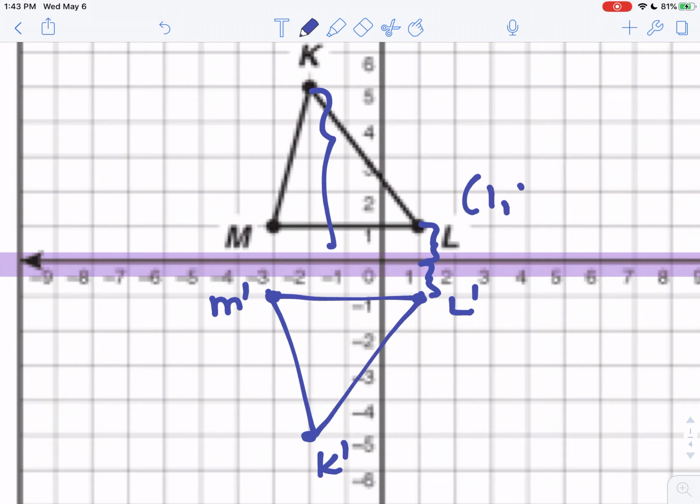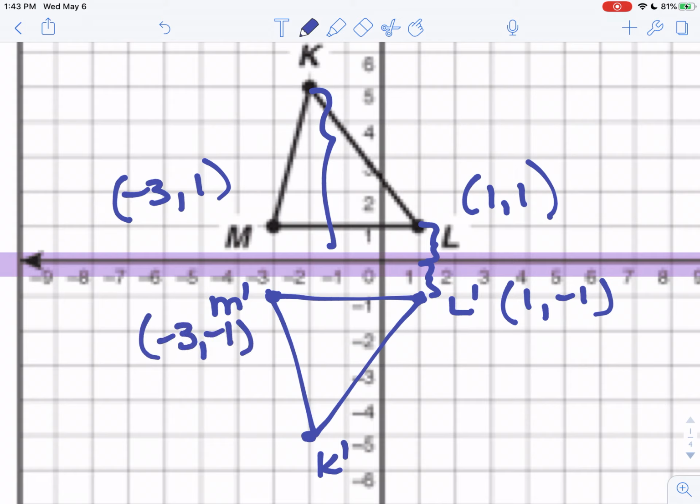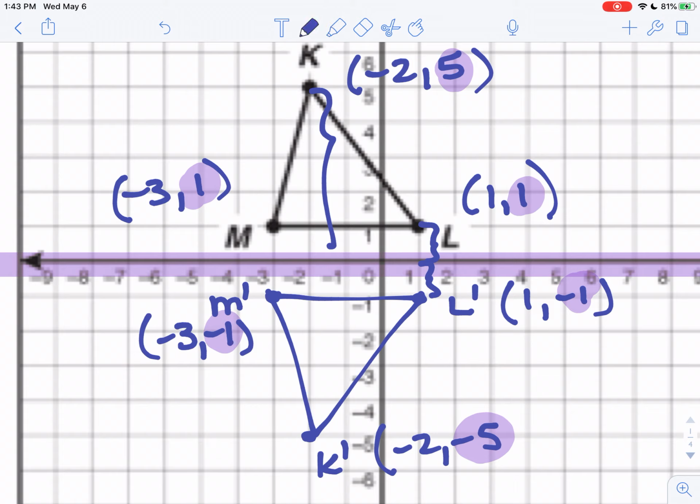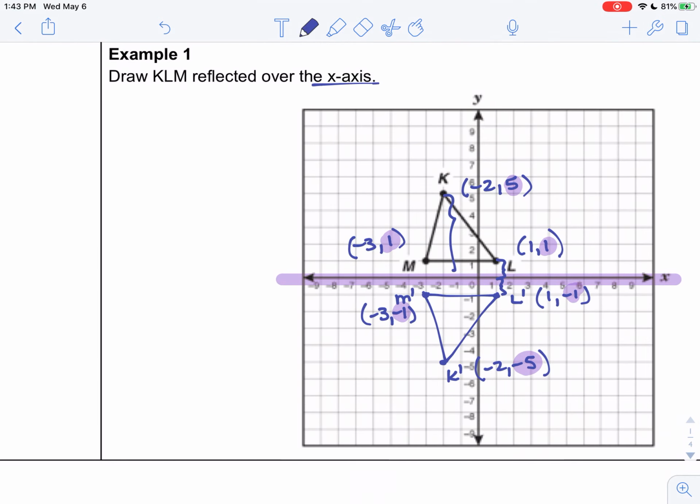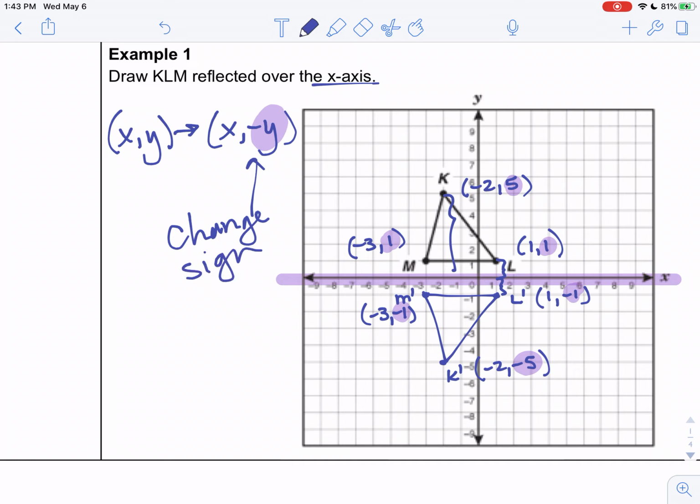You'll notice that L was at 1, 1, and now L prime is at 1, negative 1. M was at negative 3, 1. M prime is at negative 3, negative 1. K was at negative 2, 5. K prime is at negative 2, negative 5. If we do a quick comparison of the corresponding coordinates, we notice that the y coordinate changed signs and the x coordinate stayed the same. So the rule for reflecting over the x-axis is (x, y) gets mapped to (x, negative y). This just means change the sign on your y coordinate. If it's negative, make it positive. If it's positive, make it negative.